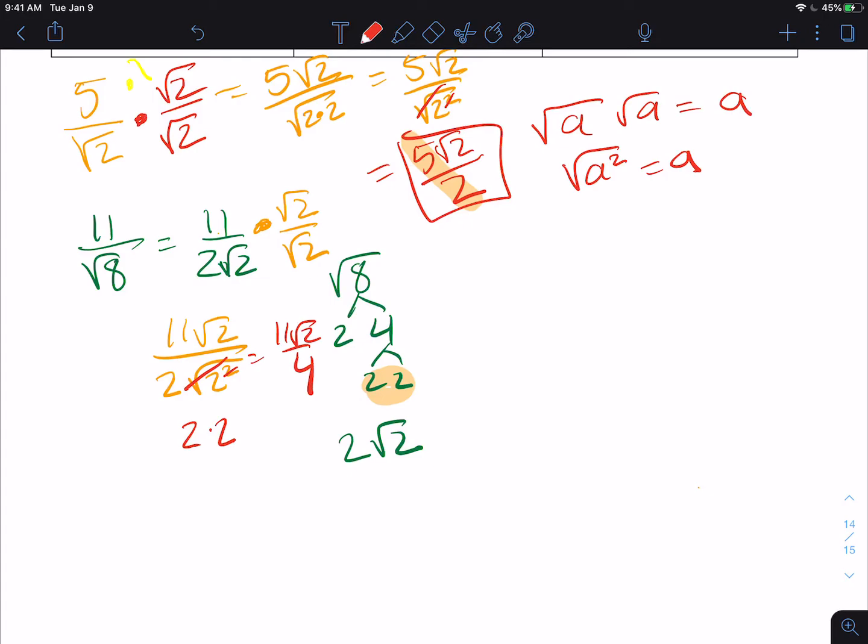Right? Now, if we had multiplied by root 8, that would still be acceptable. So if we multiply by root 8, notice here that I get 11 root 8 over 8.